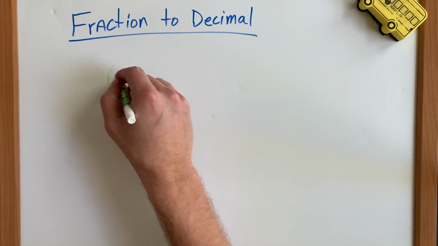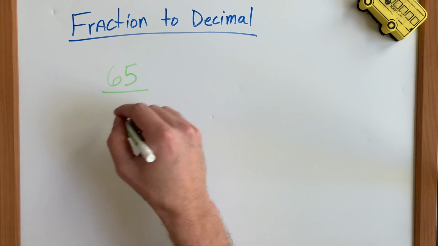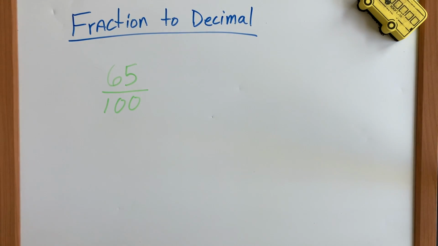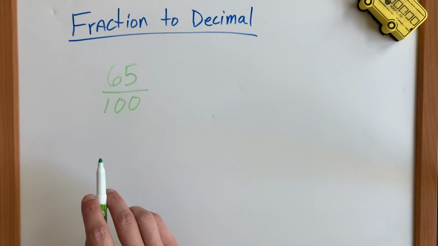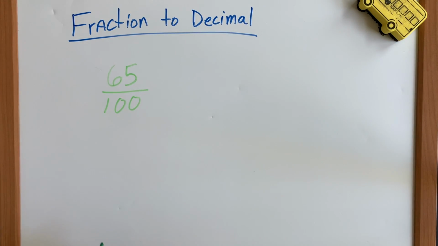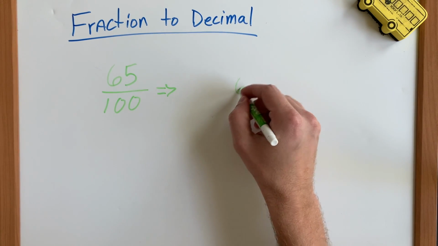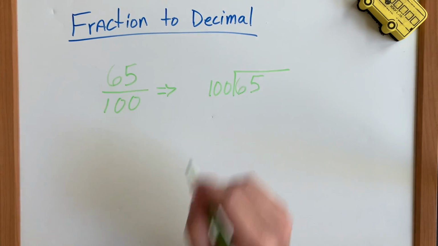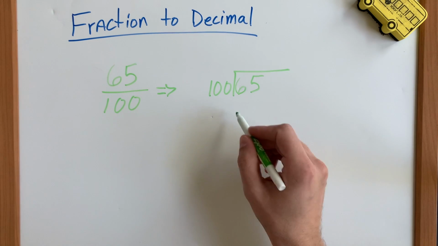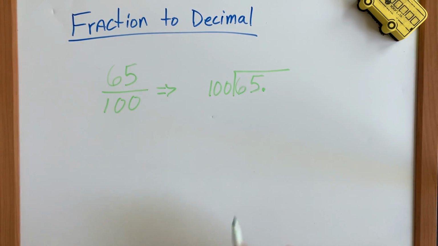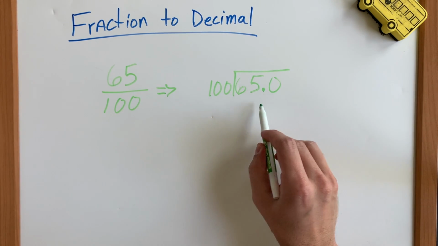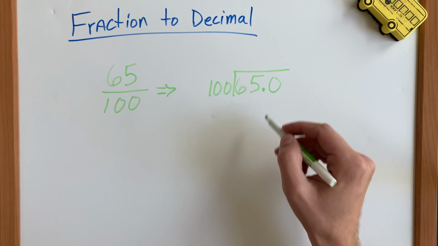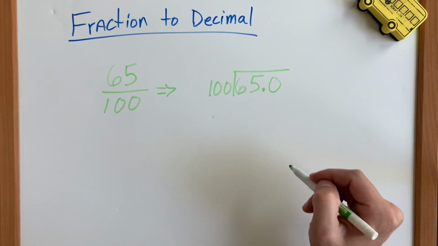Let's go ahead and take a look at another example with some slightly bigger numbers. 65 divided by 100. As a fraction, that's 65 100ths. What we're going to do is rewrite it as a long division problem. 65 divided by 100. Now what we want to do first is put in our decimal and add a 0. This is the same number as 65, but I've added a decimal and a 0, and it's not a different value. We've just carried out more place values.